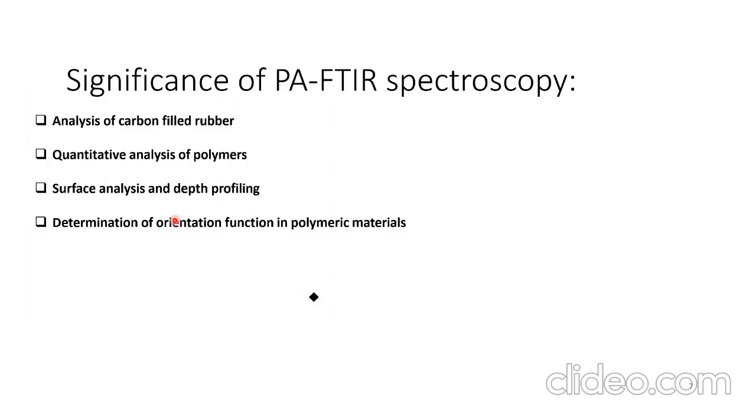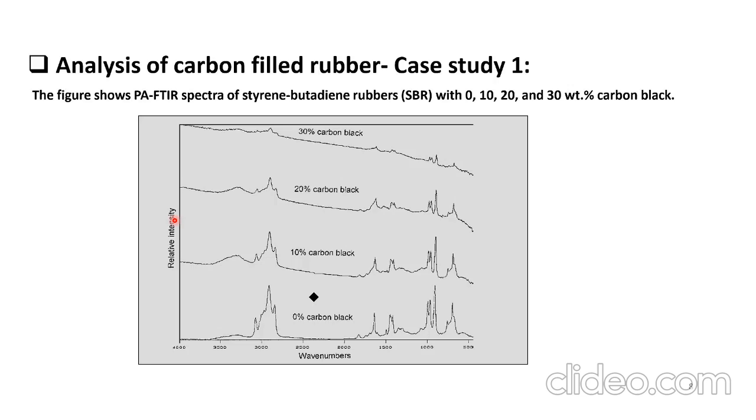The significance is that we can analyze carbon filled rubbers, we can do quantitative analysis of polymers, and surface analysis and depth profiling can also be done. It can go up to a depth of 10 microns. It can also determine the orientation of functional groups in polymer materials. So here is a case study where the carbon percent is getting increased in an SBR rubber.